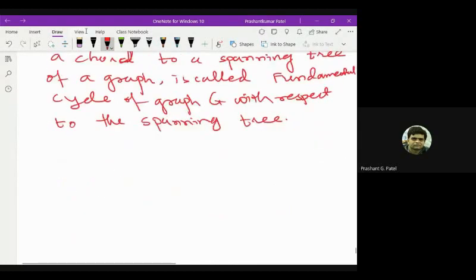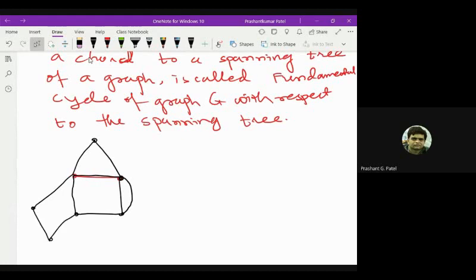For example, I can give you an example. Suppose this is the graph G, and in it these are the vertices A, B, C, D, E, F, and G. Now, first of all, you have to find the spanning tree of this graph G. To get a fundamental circuit, first you should have a spanning tree.